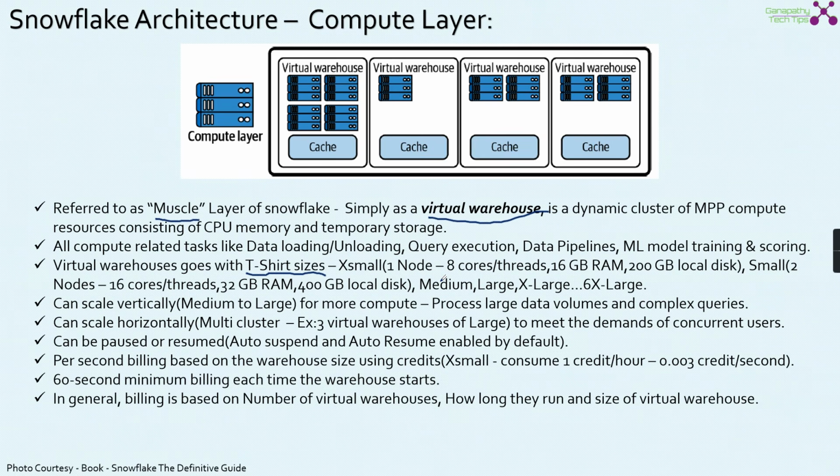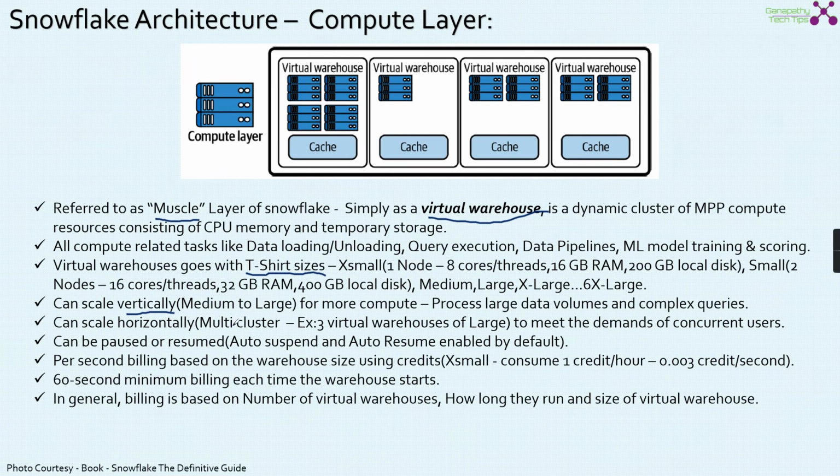If you want to scale compute individually, you can scale the compute individually. The data storage layer is already an independent storage. Why? Because it's lying on top of cloud storage, which provides all sorts of durability and availability. Now coming back to the compute layer, we can scale it vertically. Vertical scaling and horizontal scaling are common terminologies within the cloud ecosystem. Scaling vertically is, say, medium to large. If I currently have a medium warehouse and want to scale to a large warehouse for more compute, for processing large volumes and complex queries, it's possible.